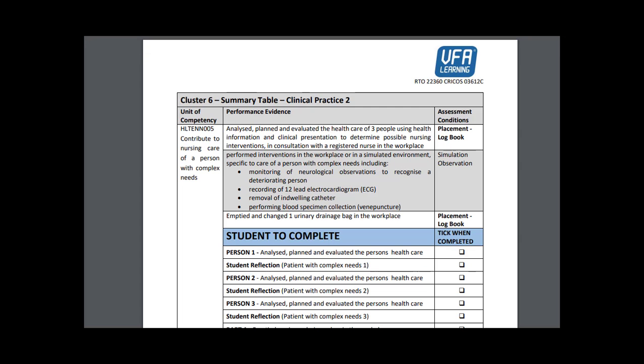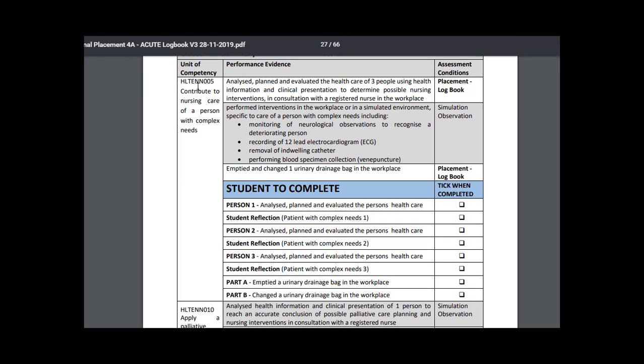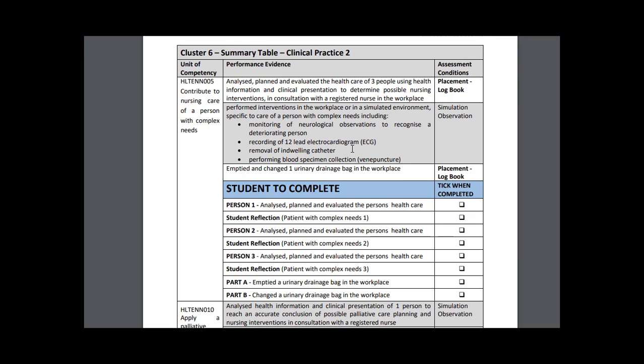So in keeping with Cluster 6, this placement directly relates to the units of competencies covered in Cluster 6. So contribute to nursing care of a person with complex needs. So you've learned a lot more complex skills in this cluster. Some of them are listed there, for example, which you've done in the sim lab. So ECGs, indwelling catheters, venipuncture, underwater seal drains, those sorts of things.